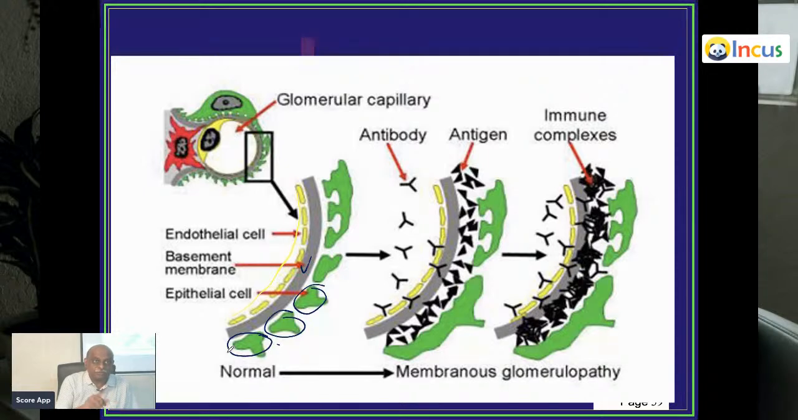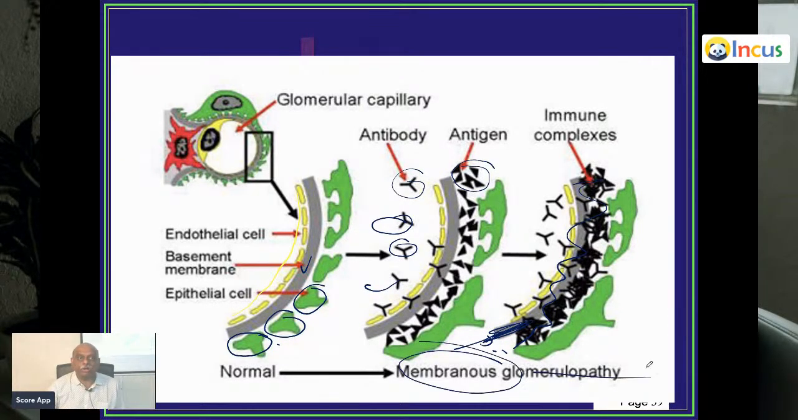Foot processes are responsible for preventing albumin from leaking into the Bowman's capsule because foot processes carry the anionic charges. Albumin also has anionic negative charge and both of them will repel each other and that prevents the albumin from getting lost into the urine. Then you have the parietal part of the epithelium in the Bowman's capsule. All right. So there can be antibodies and antigens. They form an immune complex and deposit, and that leads to the GBM, the glomerular basement membrane, becoming thickened. Then you call it membranous glomerulopathy is what you have to remember.